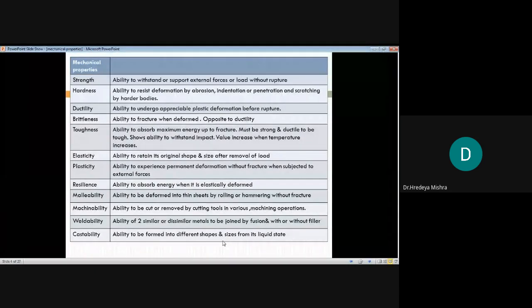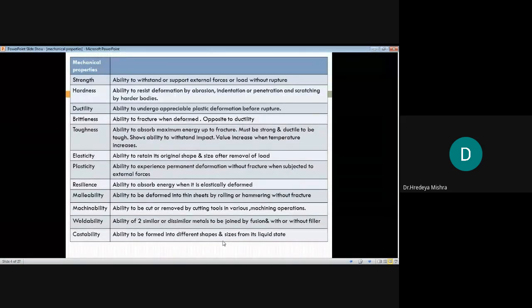So when we try to apply deformation to glass, what happens? The glass breaks into pieces. So that is brittleness. Like our coal, coal is also a brittle material. When we apply external force, it is not deformed, it just breaks down into pieces. That is the brittleness.